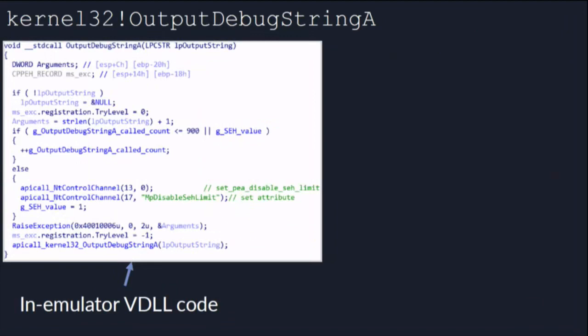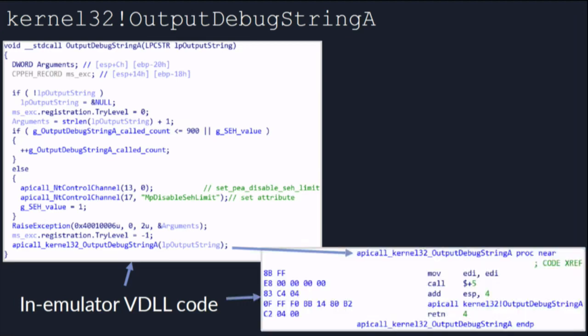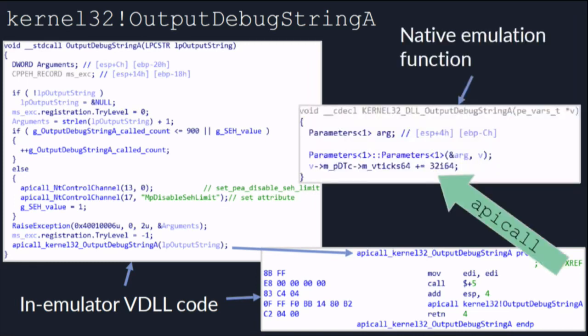So here's kind of a workflow of what this looks like. Inside the emulator here, we have kernel32 OutputDebugStringA. It's going to do things like log the number of times it was called. So if it's called more than 900 times, that might trigger some unique behavior. But ultimately, it's going to resolve down into this function, APICALL kernel32 OutputDebugStringA, which is then going to use the APICALL instruction. You can see the 0F FF F0 BB1480B2. It's going to see that instruction, and then the hypercall is going to step in and basically transition us into native emulation out of this managed dynamic translation context. And we're going to hit the native emulation for OutputDebugStringA. Of course, this is what we hooked when we had our own OutputDebugStringA implementation that I was using to post information out of the emulator.